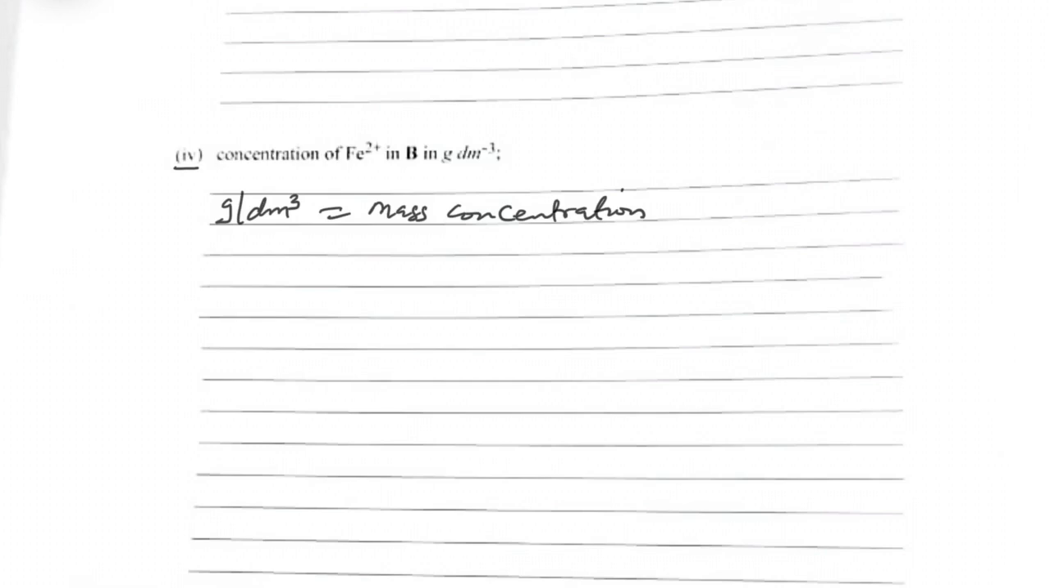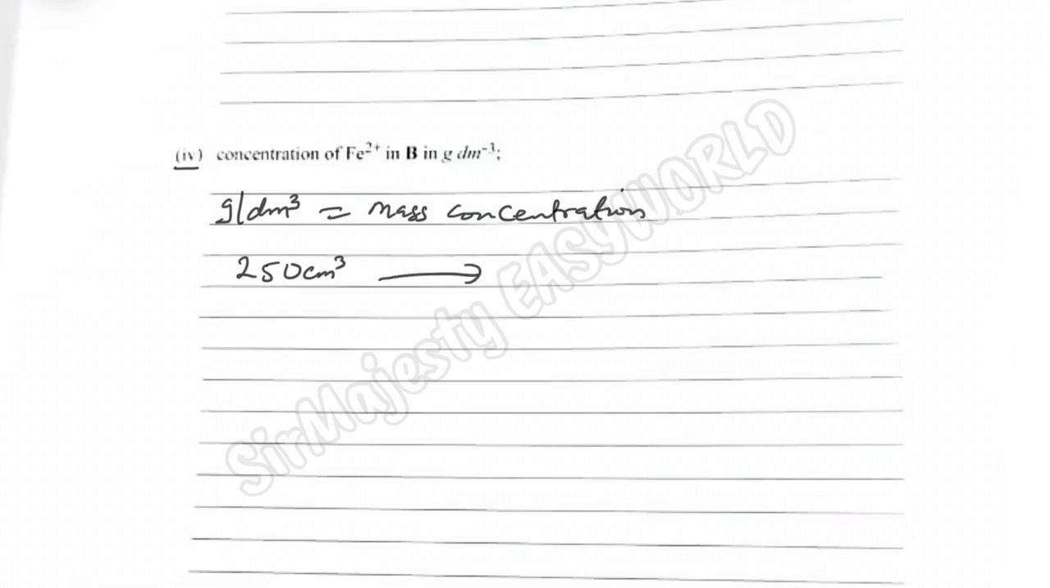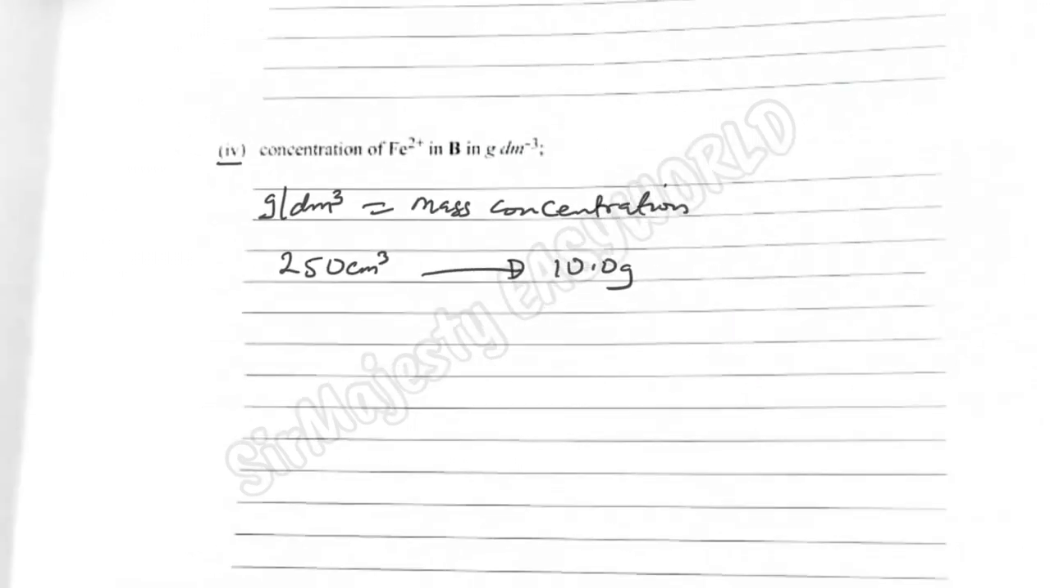In the beginning of the question, they told us that A is 0.100 mole per dm cube KMnO4, and that B is a solution containing 10.0 grams of iron 2 tablet in 250 cm cube. So we remember that 250 cm cube contains, according to their statement, 10.0 grams. Mass concentration is concentration in gram per dm cube. When we talk about grams, the type of concentration involved is automatically mass concentration.